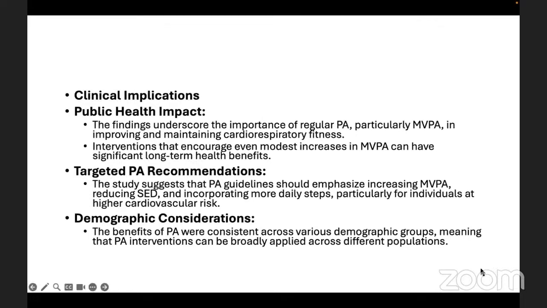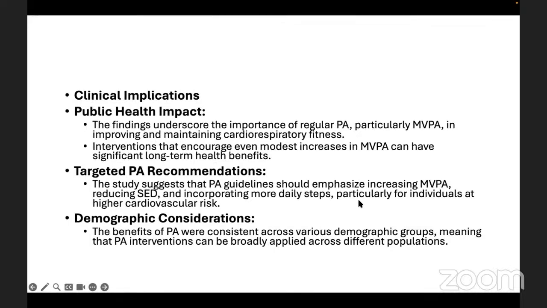So in regard to the public health impact, the findings underscore the importance of regular physical activity, particularly moderate vigorous physical activity, in improving and maintaining cardiorespiratory fitness. Interventions that encourage even modest increases in MVPA can have significant long-term health benefits. Regarding targeted physical activity recommendations, the study suggests that the PA guidelines should emphasize increasing MVPA, reducing SED, and incorporating more daily steps, particularly for individuals at higher cardiovascular risks. So make sure to get your steps in.